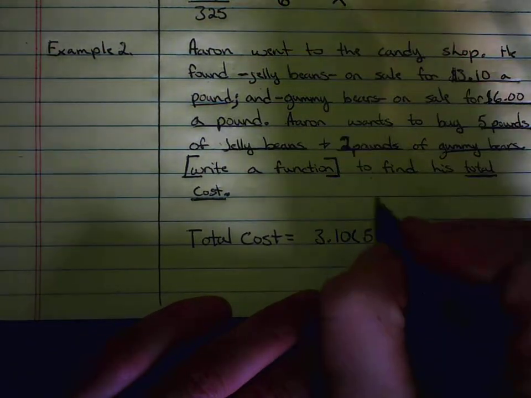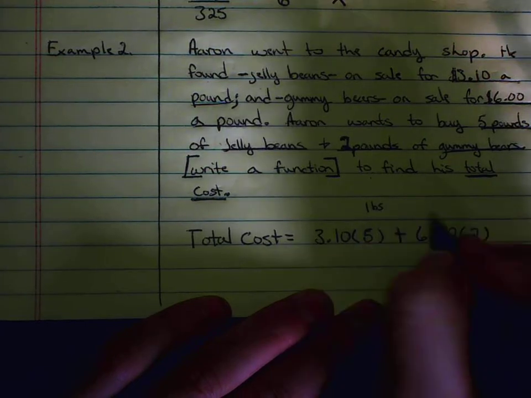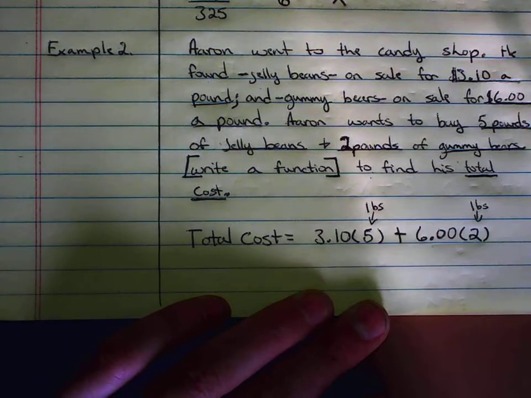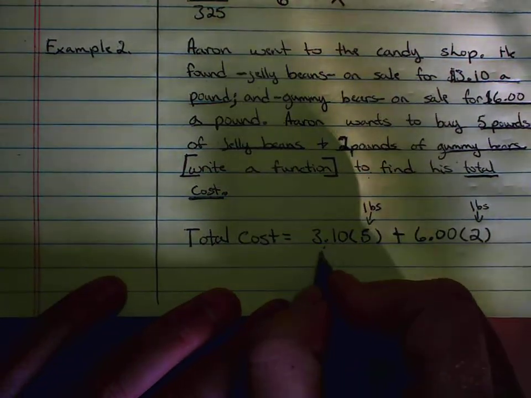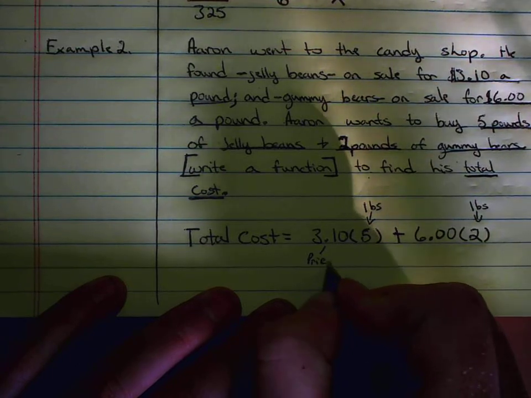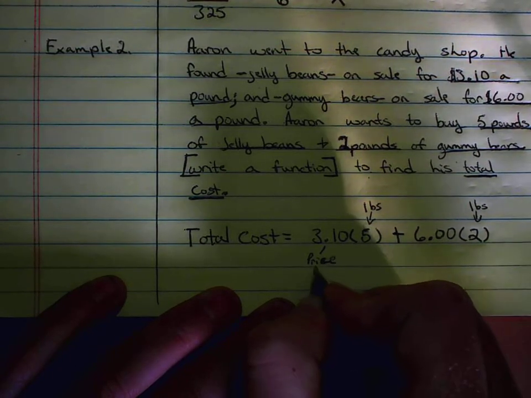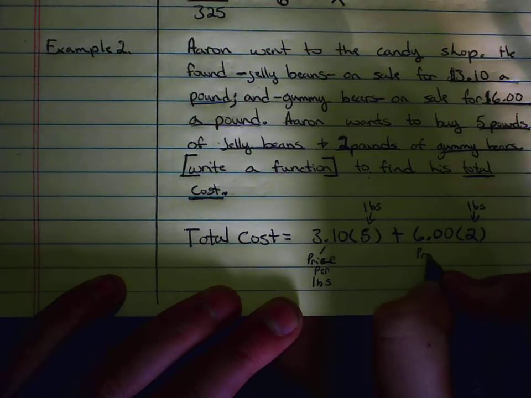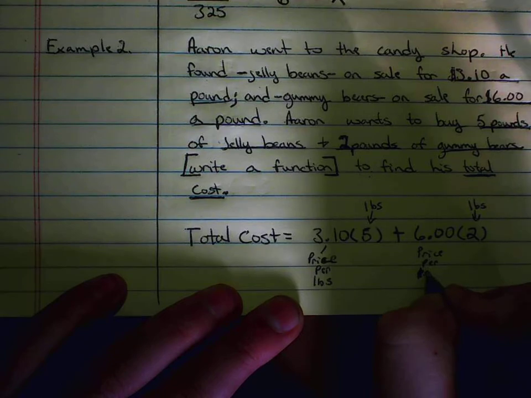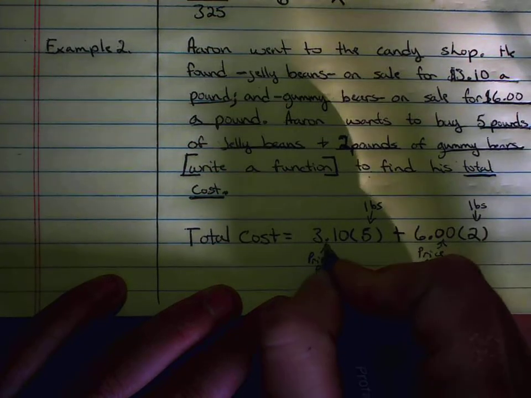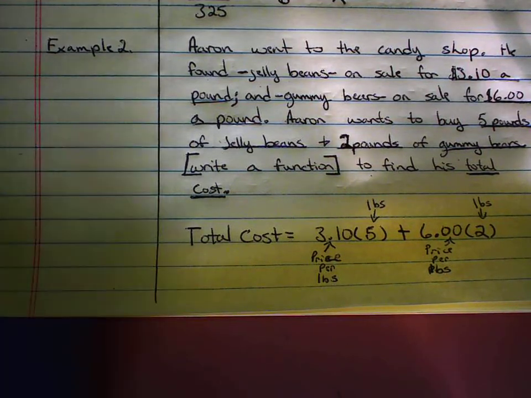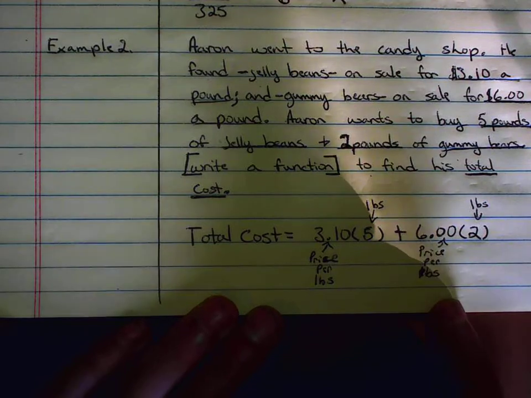Okay? So, for you guys, this is what I'm going to put up here. Pounds. This is the pounds of each type of candy that he's buying. And this is the price per pound of those different candies. So you know where I'm getting my information from now. This function is what we write in order to find its total cost.